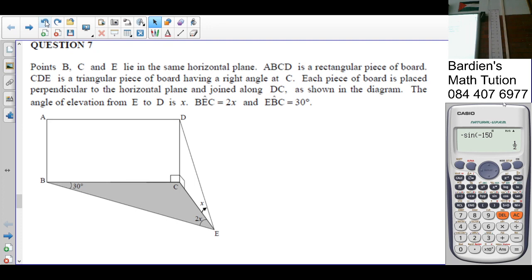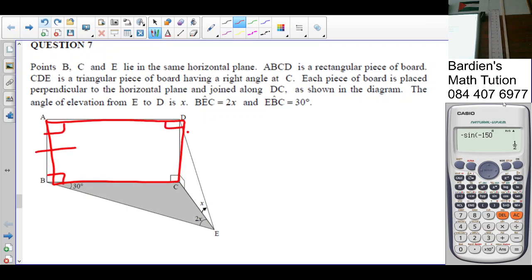Then we are told that ABCD is a rectangle. So if this is a rectangle, all these angles are 90 degrees and so on. Okay? Rectangular piece of board. CDE is a triangular piece. As you can see, it's 90 degrees, so we can apply the theorem of Pythagoras in there, or I can apply the basic sine, cos and tan ratios there.